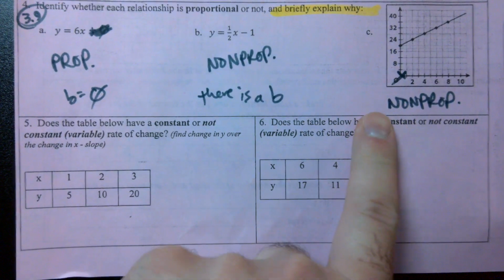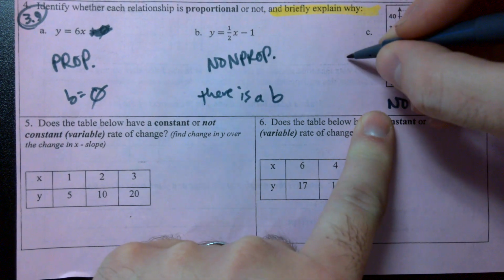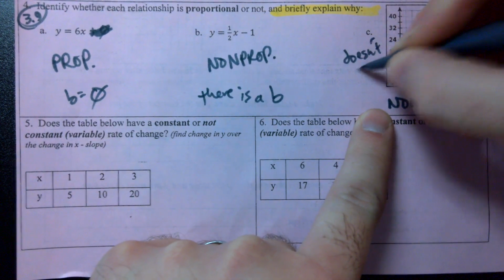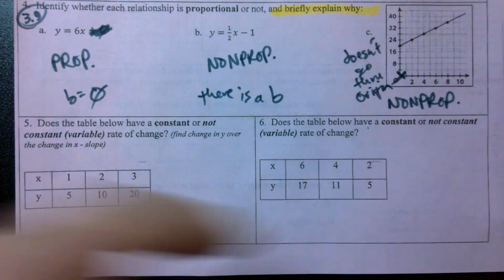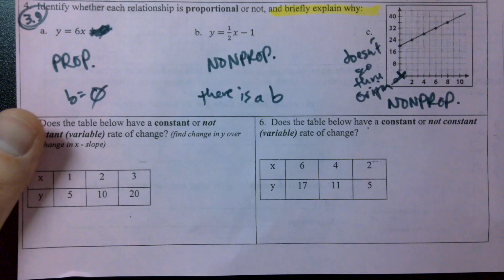How can I tell that C was non-proportional? We said because it doesn't what? Go to the origin. Put the 0. It doesn't go through the origin. If you wrote it doesn't line up with the 0, I'd accept that too, because I know what you mean.